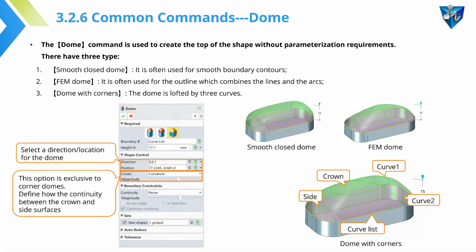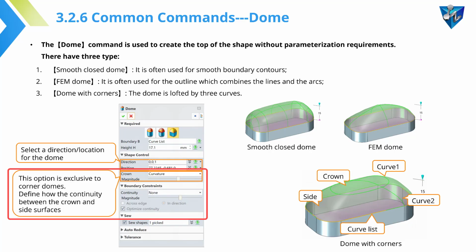The next command is dome. There are three types in this command. First is smooth closed dome, which is often used for smooth boundary contours. The second is FEM dome. It is often used for the outline of the combination of straight lines and arcs. The third is dome with corners. It means the dome is lofted by three curves.